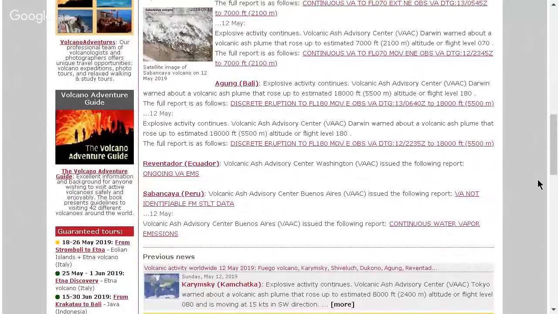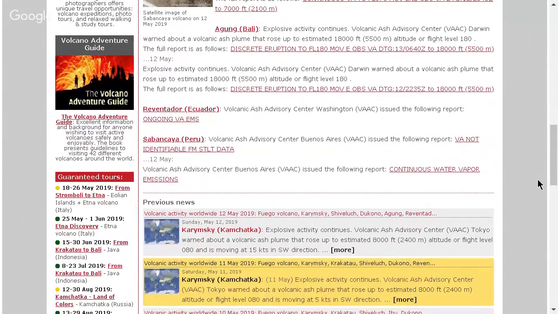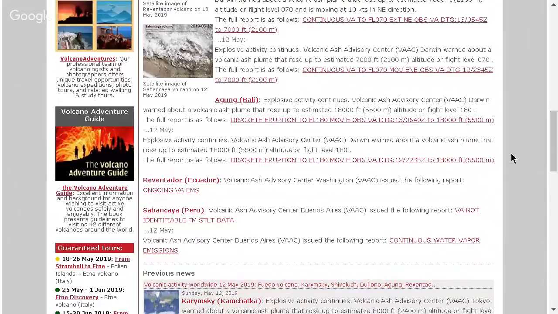Mount Agung, explosive activity continues. That thing is scary as hell. 18,000 foot ash plume. Reventador, ongoing emissions. Sabancaya, not identifiable from satellite data. But continuous water vapor emissions, a sign of an explosion impending. Heads up Peru, Sabancaya. Continuous water vapor emissions. Super sketchy.